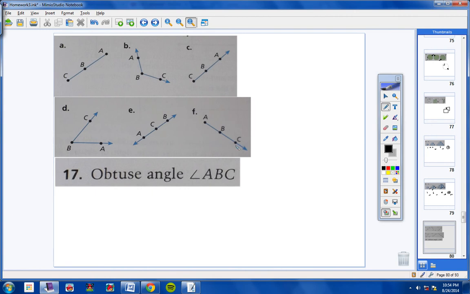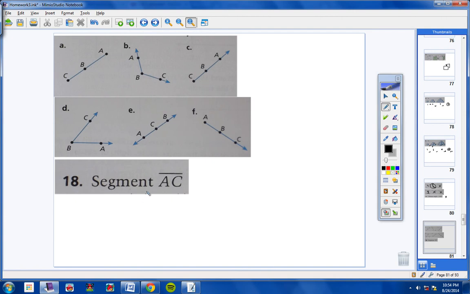Okay, for number 17, they want us to find an obtuse angle that's labeled ABC. Well, this is not obtuse. This is not obtuse. This is not. This is an obtuse angle. So the answer would be B. Remember, an obtuse angle is an angle greater than 90 degrees, and this angle here is greater than 90 degrees.